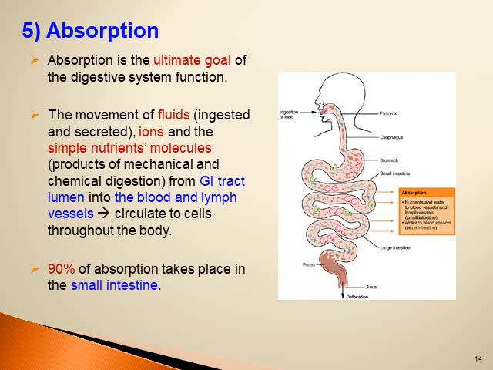90% of absorption takes place in the small intestine. So the small intestine is the major site for absorption that occurs in the digestive system.